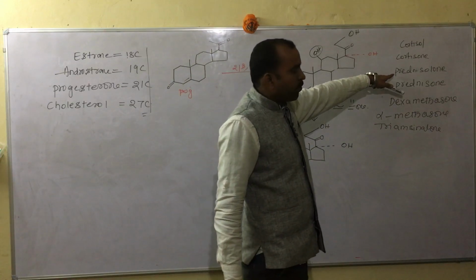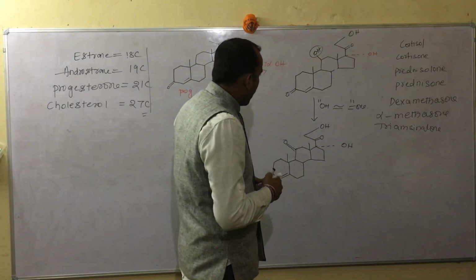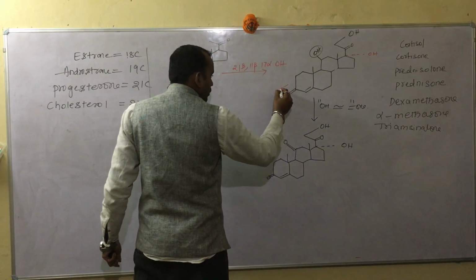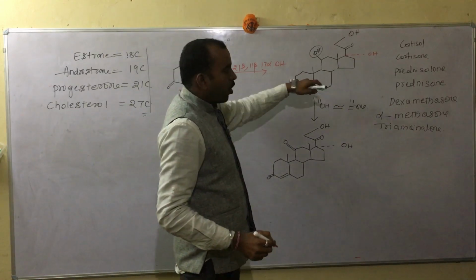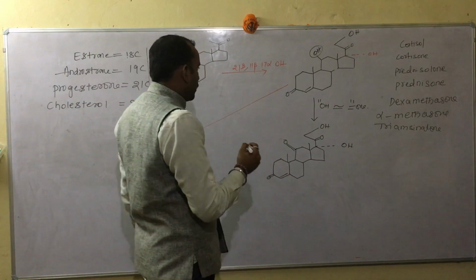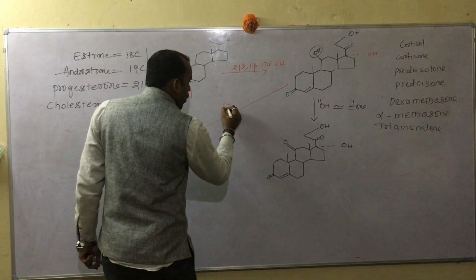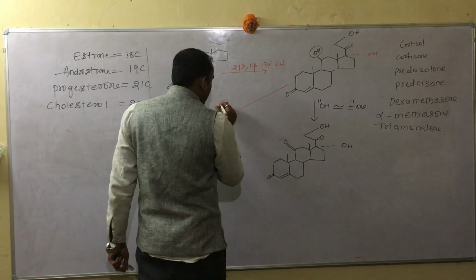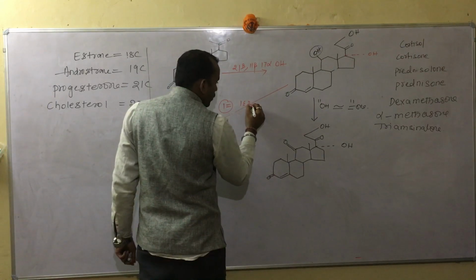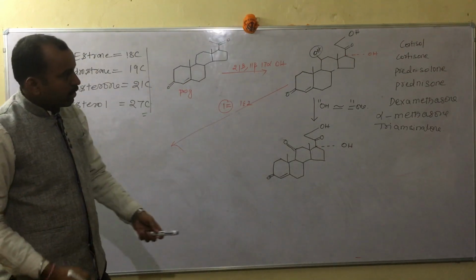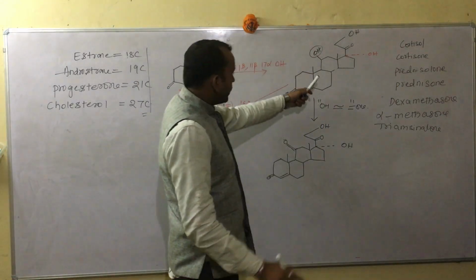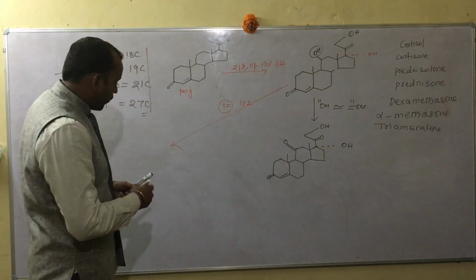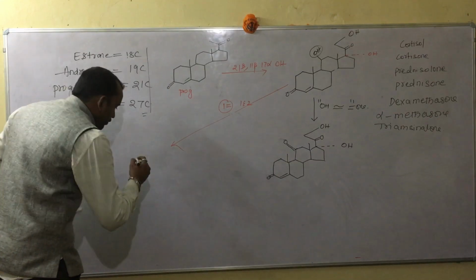Now I need to get prednisolone. So how do I get prednisolone? Just convert cortisol with one double bond at 1 and 2 position. So to get prednisolone, the only thing I need to do is change the cortisol with one double bond at 1 and 2. Do it.